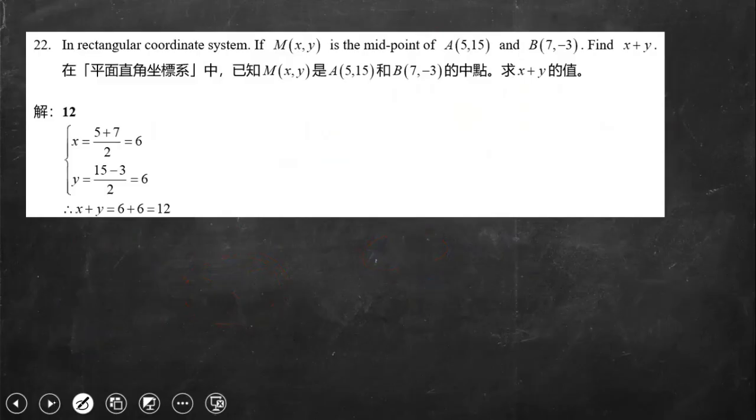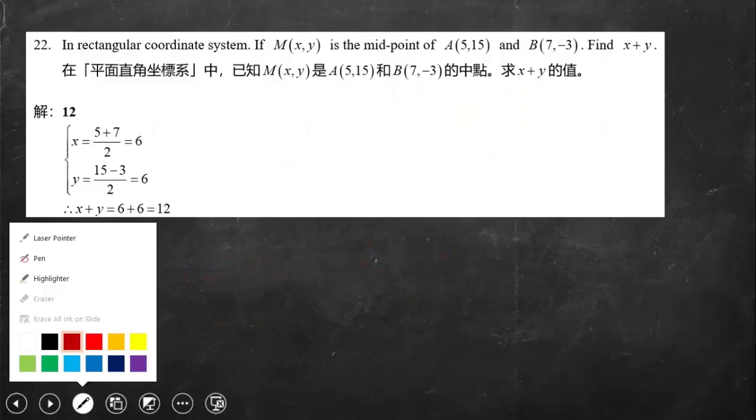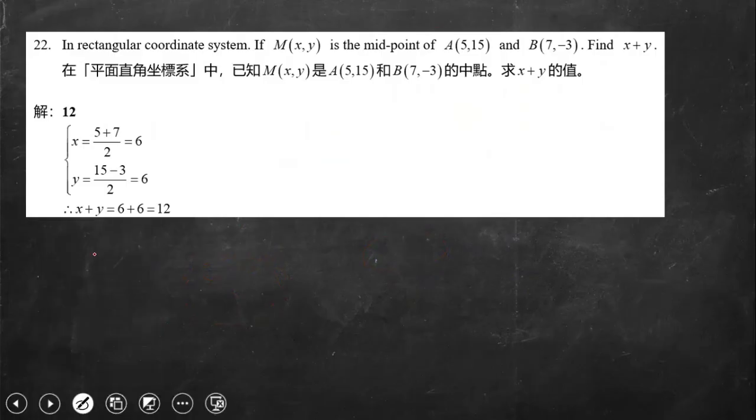22. In a rectangular coordinate system, if the point M is the midpoint of point A and point B, find X, Y. So here, let's draw it, okay? Let's say this is point M, X, Y. It's the midpoint of A here, which is 5, 15, and B, which is 7, negative 3.